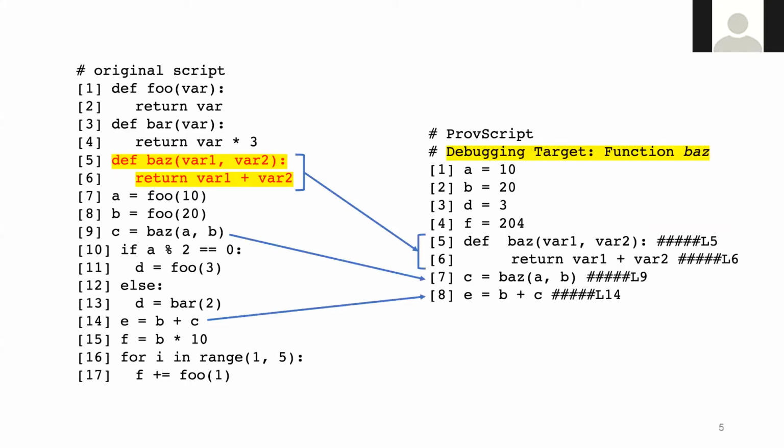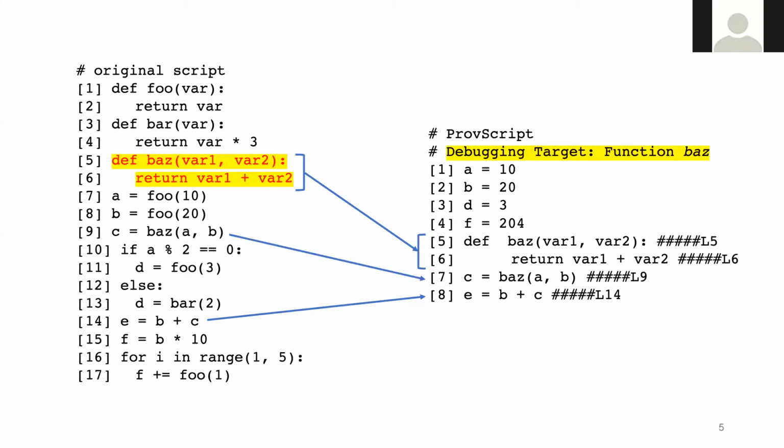In the poster, we have two script boxes. The box on the left shows the original script that we are trying to debug. Assume that the debugging target is function bad in lines 5 and 6. ProvBuild uses noWorkflow to collect Python provenance and analyze those dependencies relevant to this target, bad.